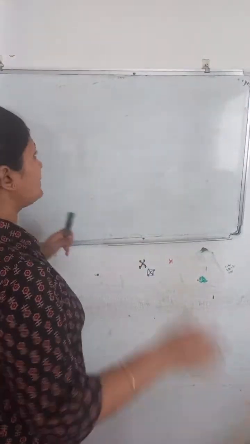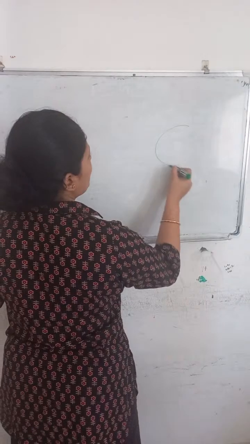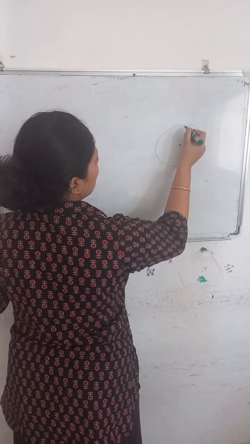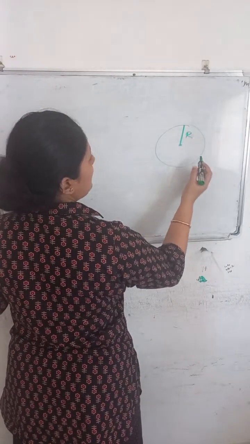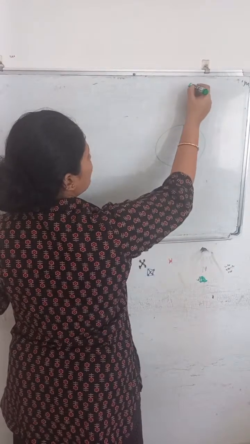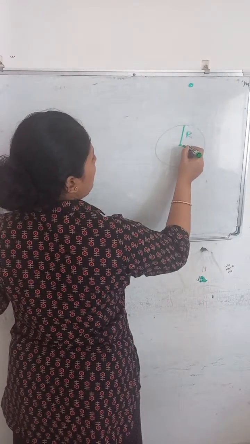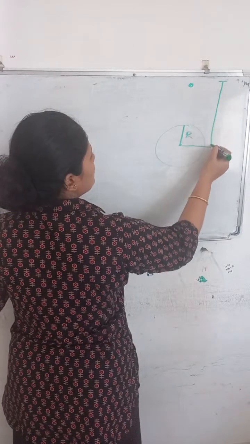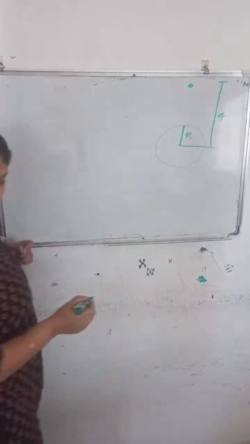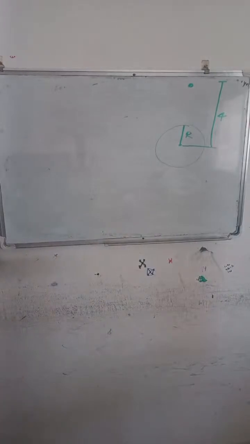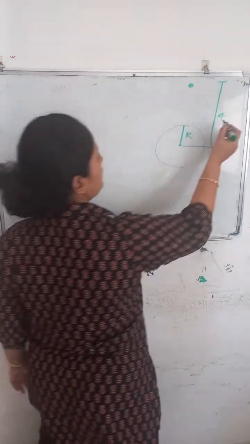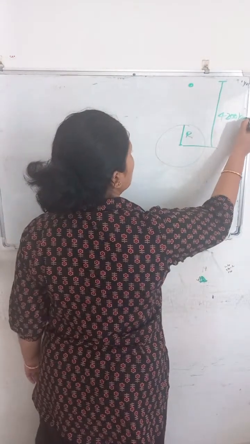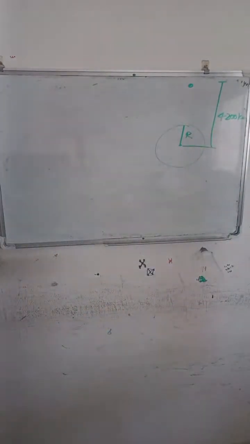Here we have the earth, and this is the center, and this is the radius r of the earth. Somewhere the satellite is here, and the distance from the center of the earth to the satellite is 4200 kilometer. This is the distance given.